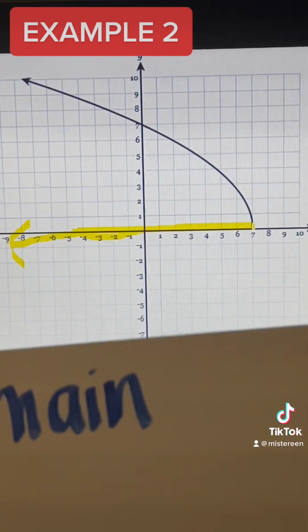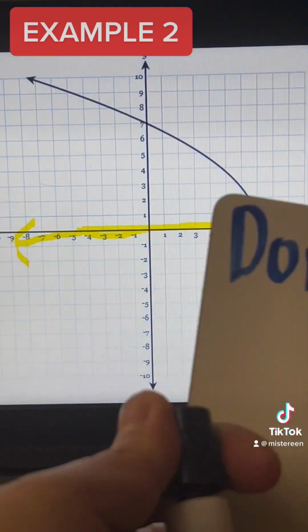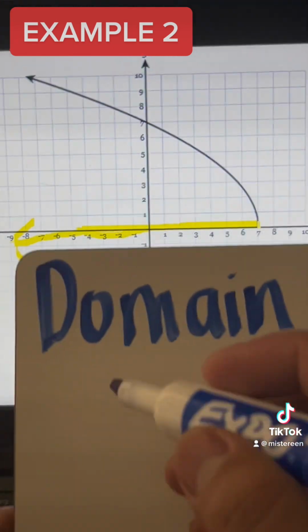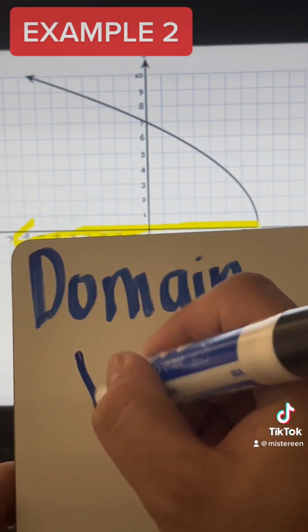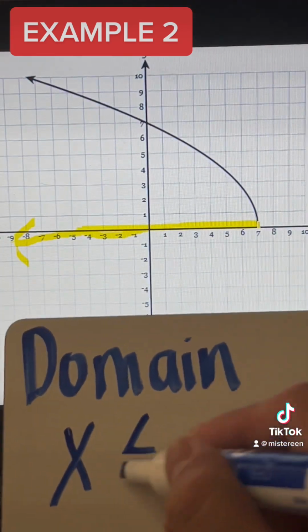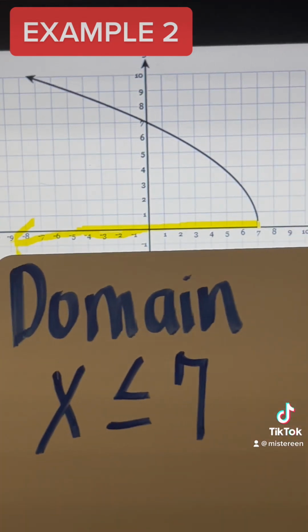Now remember, you'll write down the domain using inequalities. Because it's closed to the left with an arrow, you begin with the variable x. And then the symbol will be less than or equal to, and then that number, which is a positive 7. So that's your domain.